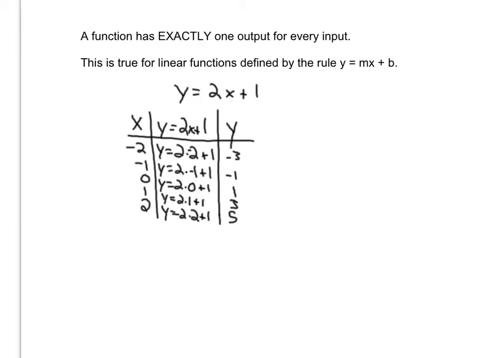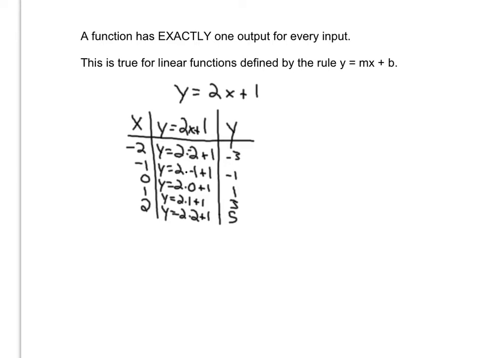Okay, recall from an earlier lesson that a function has exactly one output for every input. This is true for all linear functions defined by the rule y equals mx plus b. That just means any equation that we can write with y by itself. It doesn't mean it has to start in slope-intercept form. It could be like 3x plus 4y equals 6. We could still write that in y equals form. So let's look at this a little closer here.